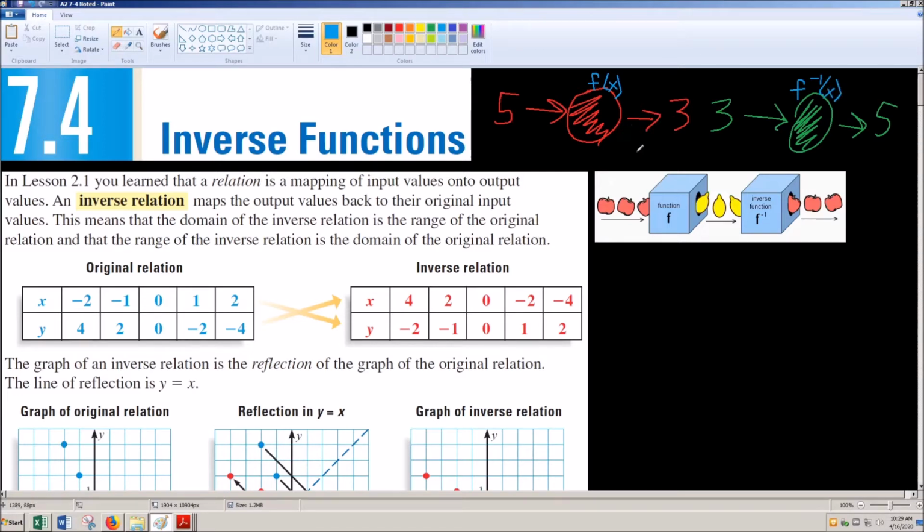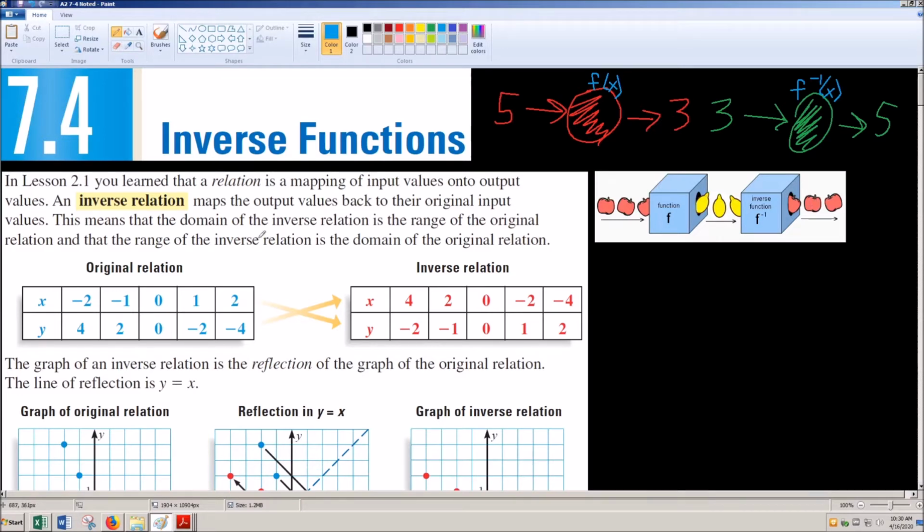So as we look at inverse functions, we just want to basically think of an inverse relationship as mapping what used to be my output values back to their original input values. I like this picture here where it looks at apples. Apples are going into this function and it spits out lemons. If I put lemons into my inverse function, it will spit back out the apples. So this is mapping what used to be my x's to my y's, and I would take what used to be my y's and get back to my x's.